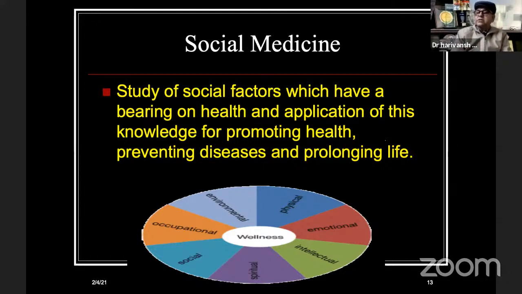So you have to understand and study all those factors, whether related to educational status, economic status, emotional status, intellectual status, spiritual status, or occupational status, and so on. So many factors are there, and you have to study all of them and then apply them for the prevention of diseases, promotion of health, and prolongation of life. That is the definition of social medicine.